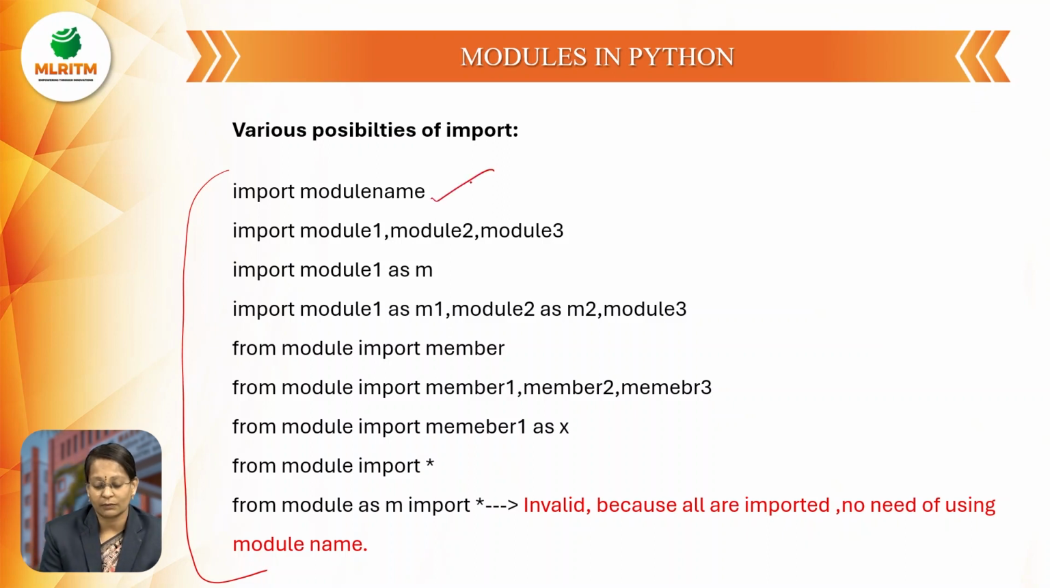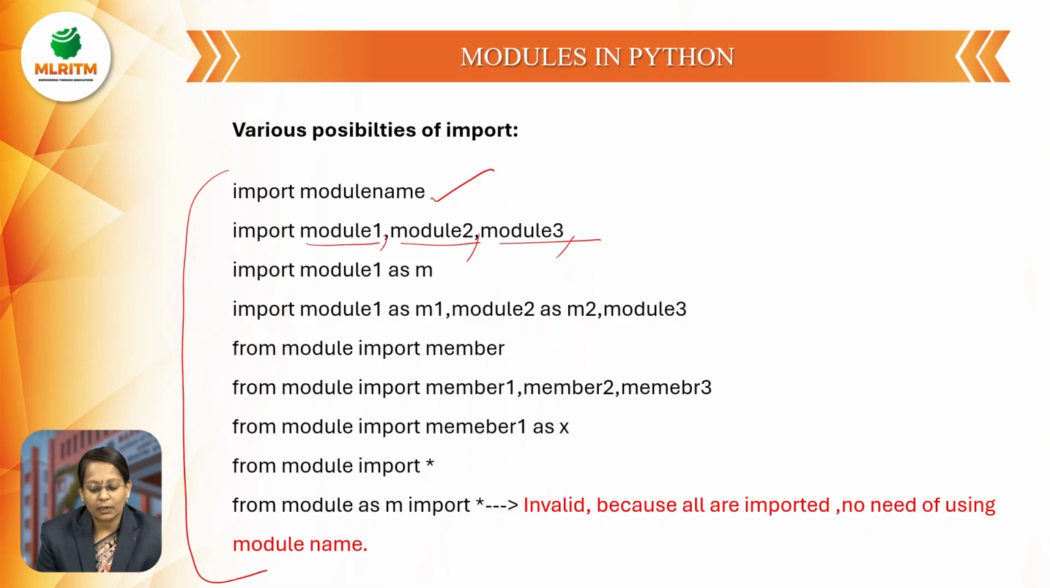The example is import shivaop. We can import more modules at a time by using a comma: import module1, module2, module3. Suppose shivaop1, shivaop2 and shivaop3. So we are importing three modules at a time by using import.